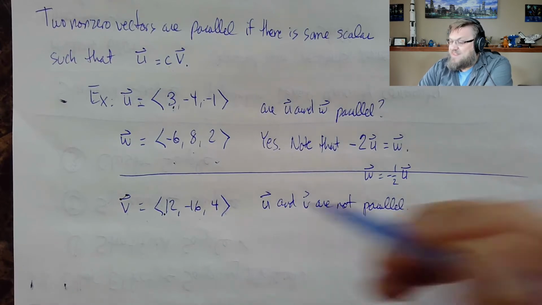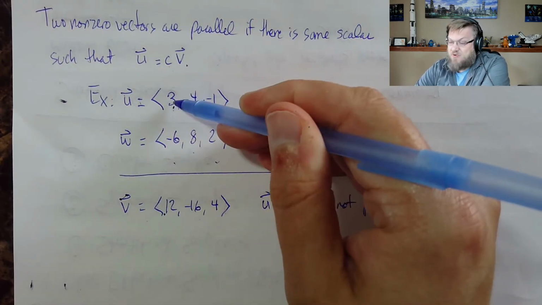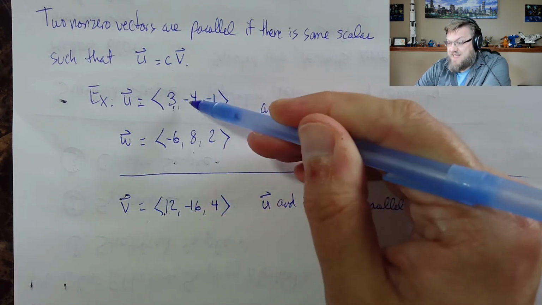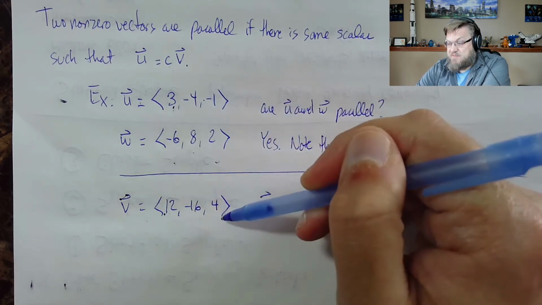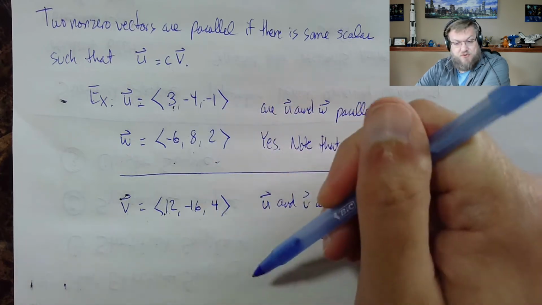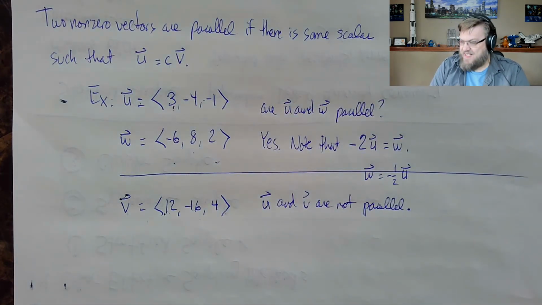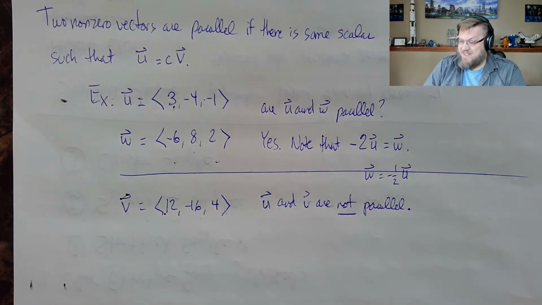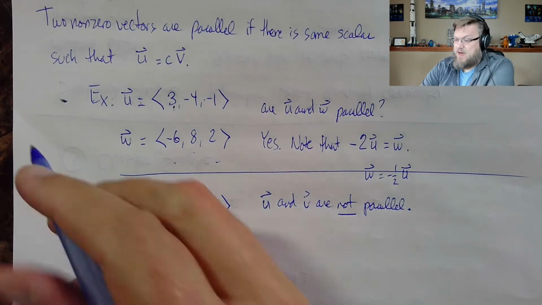Because to make the x coordinate work, right, the i component work here, I need to multiply by 4. And so this needs to be multiplied by 4 and this needs to be multiplied by 4, but it's not correct for all three components. And so therefore, these vectors are not parallel. Yeah. All right, cool. So that's a quick way of determining if vectors are parallel.